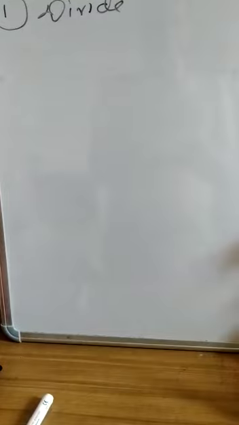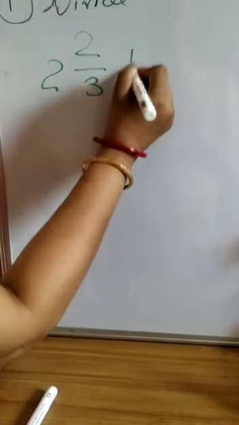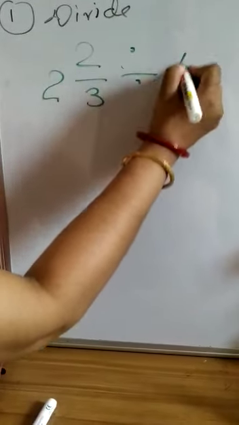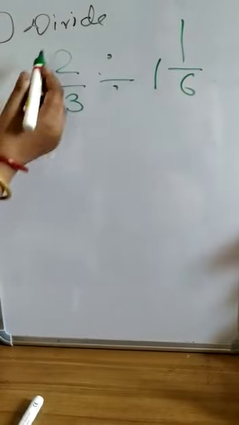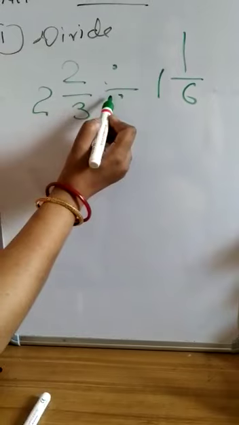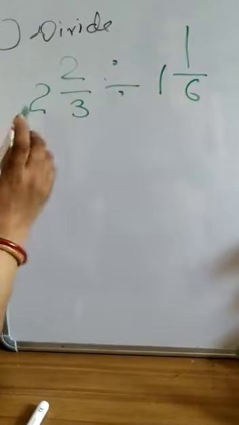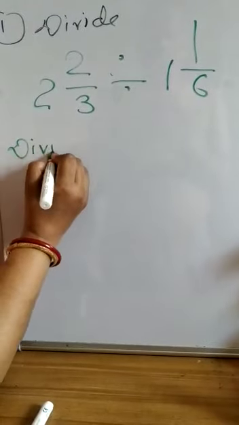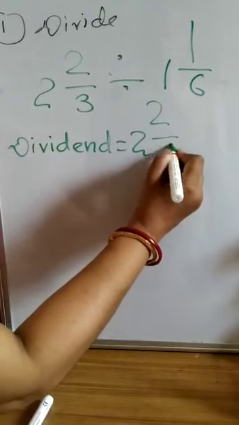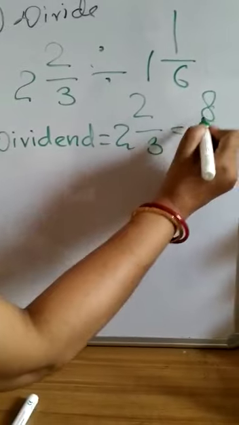So here, the example is 2 2 by 3 divided by 1 1 by 6. 2 2 by 3 is the dividend and 1 1 by 6 is the divisor. This is the division sign. So firstly, what is the dividend? It is equal to 2 2 by 3. So let us change this mixed number into a fraction. 3 times 2 is 6 plus 2, 8 by 3.